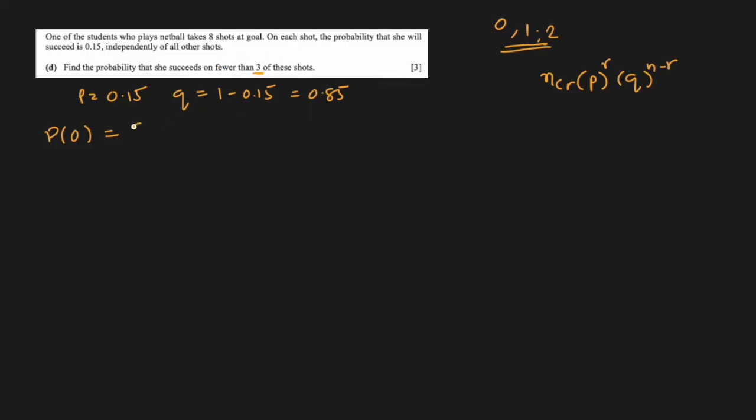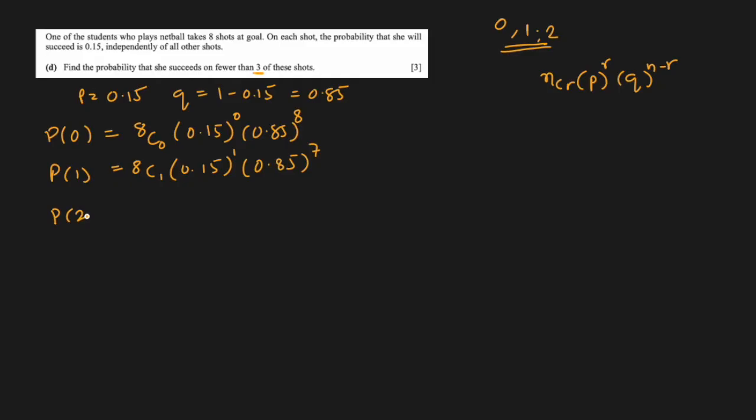So it will be 8C0, p to the power 0, let's write 0.15 to the power 0, and 0.85 to the power 8, all 8s are failures. Then what is the probability of one success? 8C1, which will be any one of those 8 shots, power 1, and this will become 0.85 to the power 7. Then probability of 2 of the 8 shots being successful, 8C2, 0.15 to the power 2 and 0.85 to the power 6.